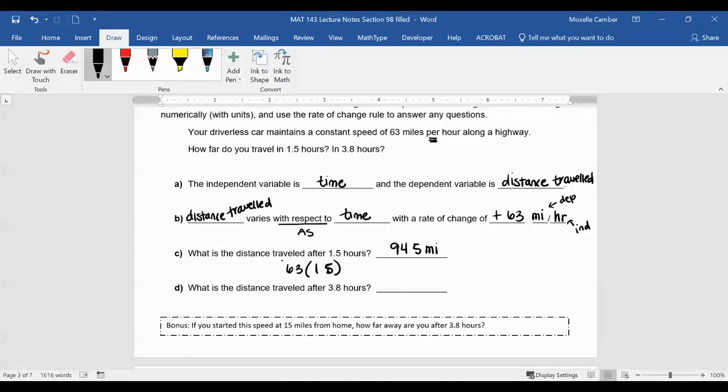Okay, same thing here. If we want to travel after 3.8 hours, again, that would be even harder to add up to figure out what that 0.8 would be. So we do 63 times 3.8, because that's how many times we want to add it. Multiply that together, and we get 239.4 miles.